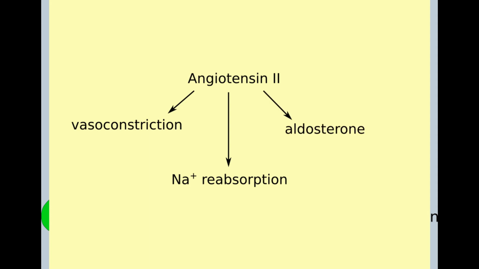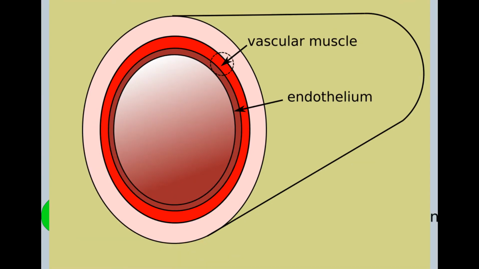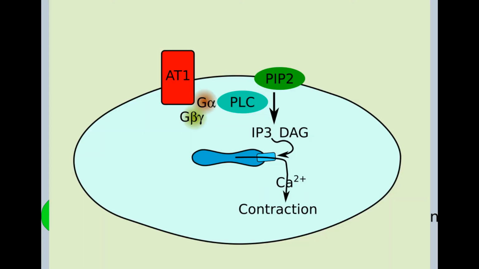It causes vasoconstriction by activating AT1 receptors on the vascular smooth muscle. The AT1 receptors are G-protein coupled receptors coupled to GQ and therefore cause IP3 production, which acts on IP3 receptors to bring about the release of calcium into the interior of the cell. This stimulates contraction in the vascular smooth muscle, which results in vasoconstriction. This vasoconstriction increases the mean blood pressure and the total peripheral resistance.